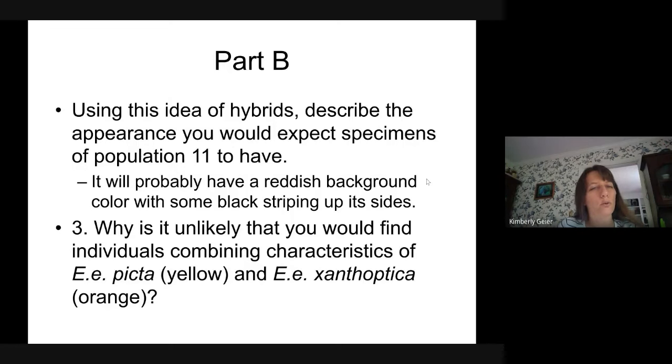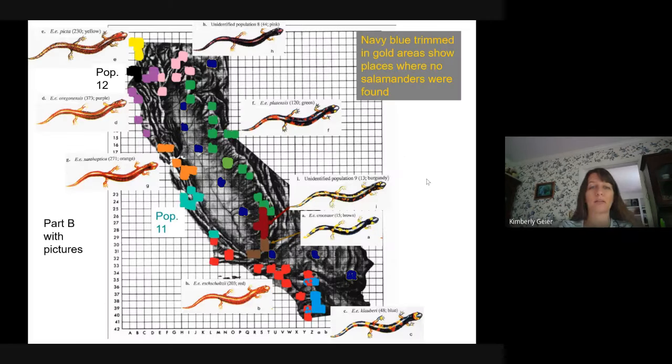Now, another question of subspecies. Why is it unlikely that you would find individuals combining characteristics of the E. e. picta, which is yellow on the map, and E. e. xanthoptica, which is orange on the map? So here's our map again. Look at yellow, look at orange. Why do we not expect them to have a hybrid?